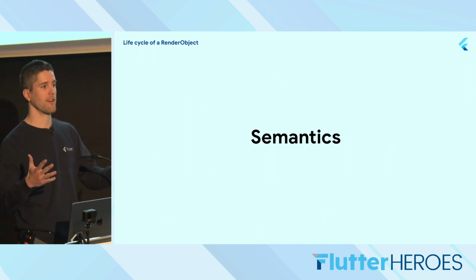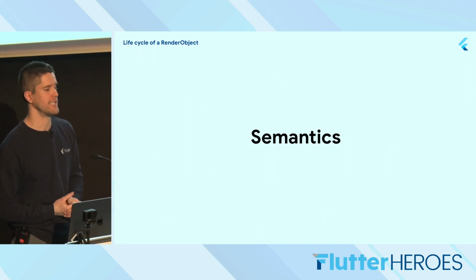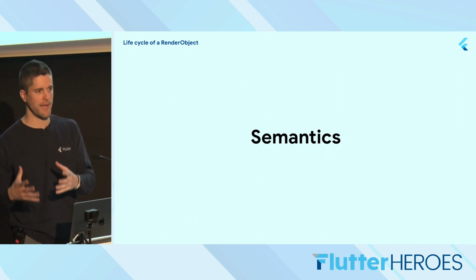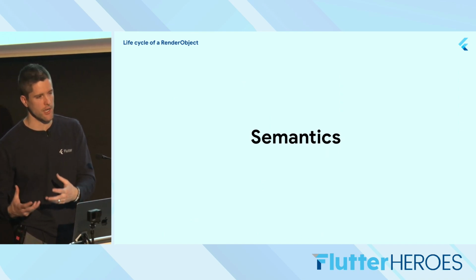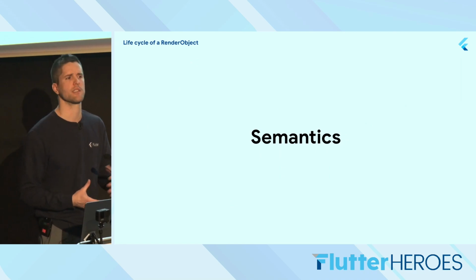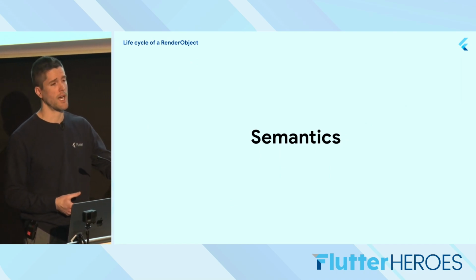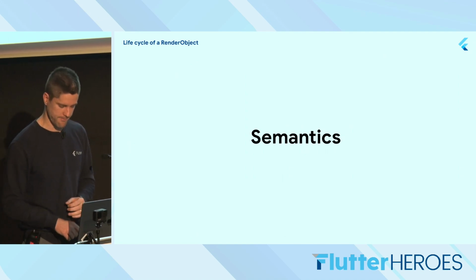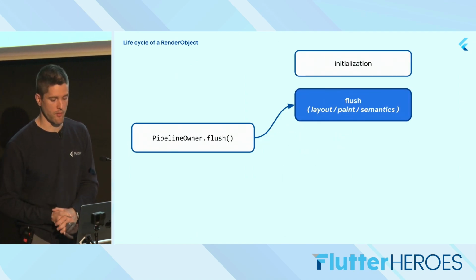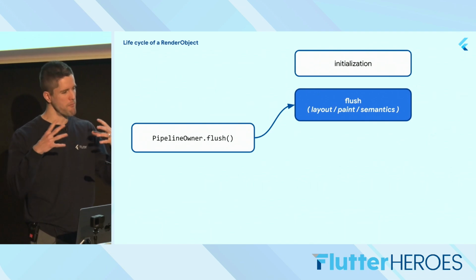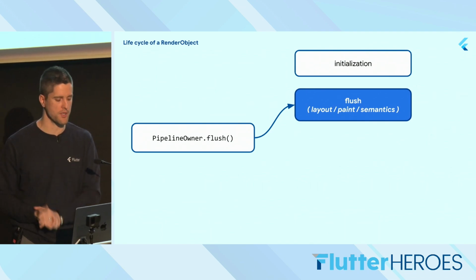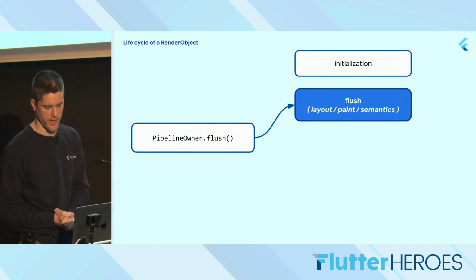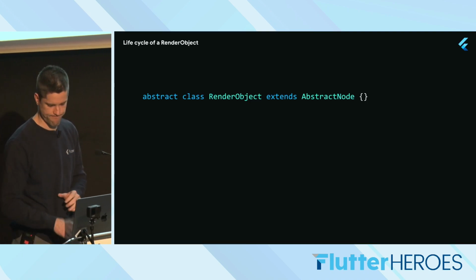And I'm excited that there is an accessibility talk later in the day because accessibility and semantics are just best friends. Flutter's semantics system is very important because it integrates with screen readers and other accessibility tools of whatever the host operating system is or the web browser if you're running Flutter in a web environment. So that wraps up the flush meta phase, again, from the pipeline owner's perspective. Layout, painting, and semantics all happen in rapid succession, one after another.